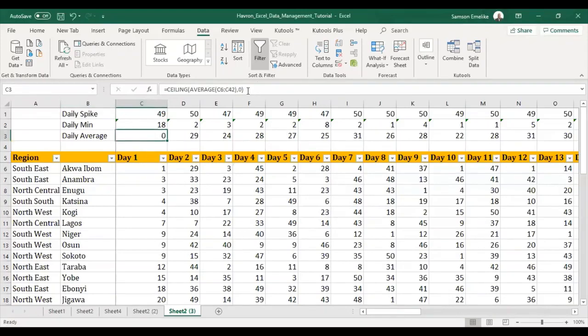Now, what does this mean? I am telling it to give me no significance. If that is what you want, fine. Now let's change this to 1.